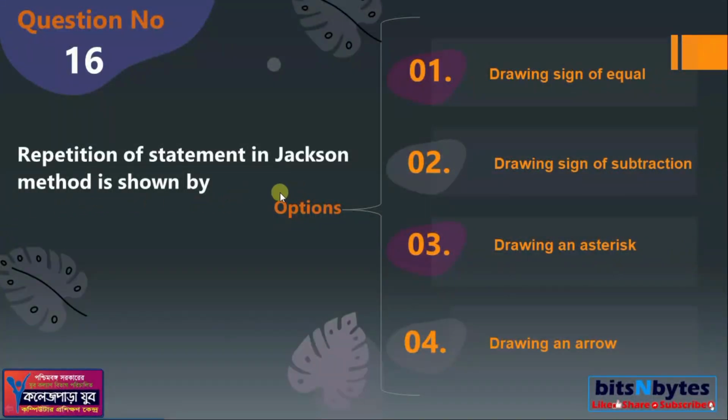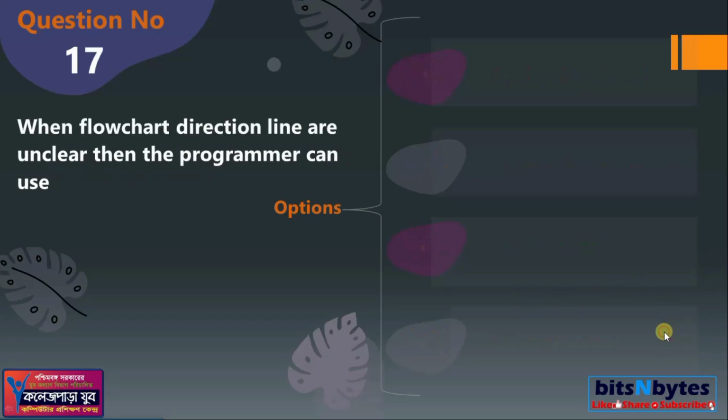Question 16. Repetition of statement in Jackson method is shown by 1. Drawing sign of equal, 2. Drawing sign of subtraction, 3. Drawing an asterisk, 4. Drawing an arrow. Answer: drawing an asterisk.